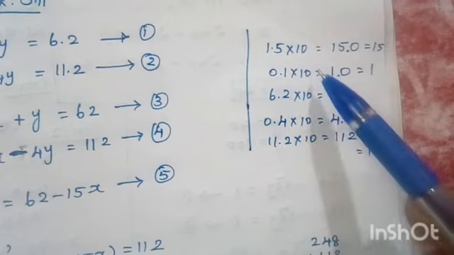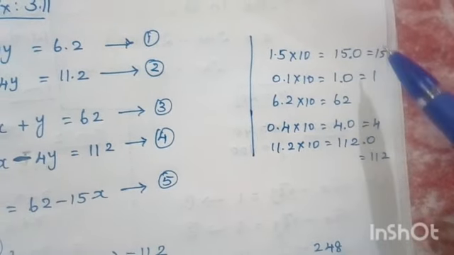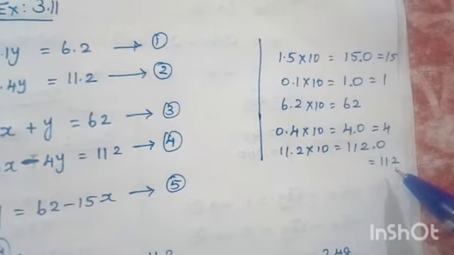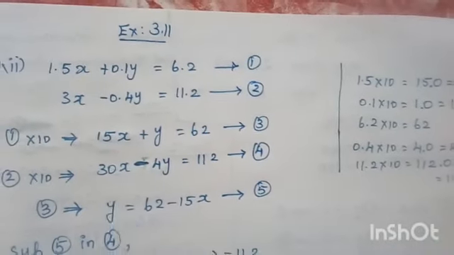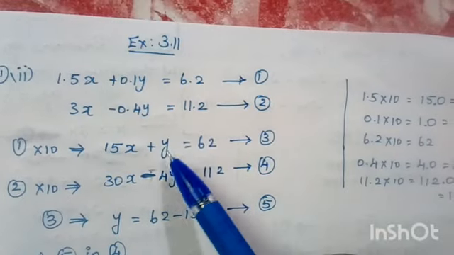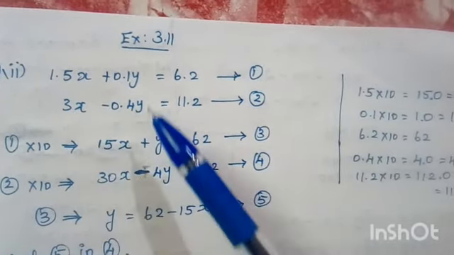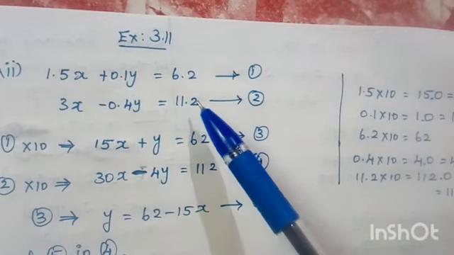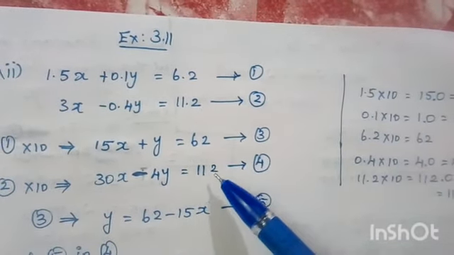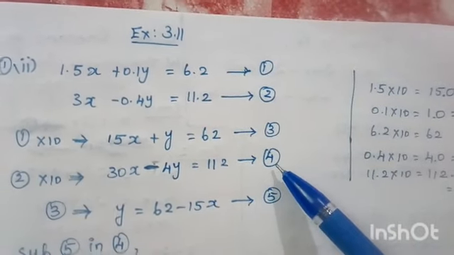For decimal values, multiply by 10, as you learned in the lower classes. So that is the values you have to find separately. Then the given equation is rewritten as: the first equation multiplied by 10 gives 15x + y = 62. Then 30x, 3 into 10 is 30, 0.4 into 10 is 4, 11.2 into 10 is 112. It is equation number 3, and this is equation number 4.